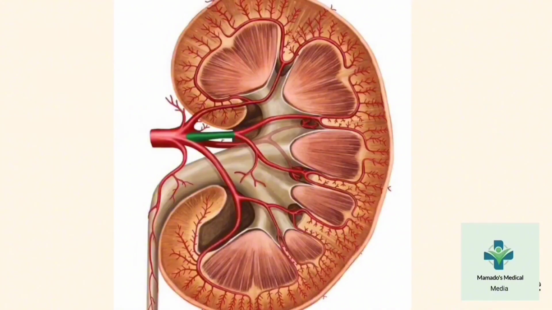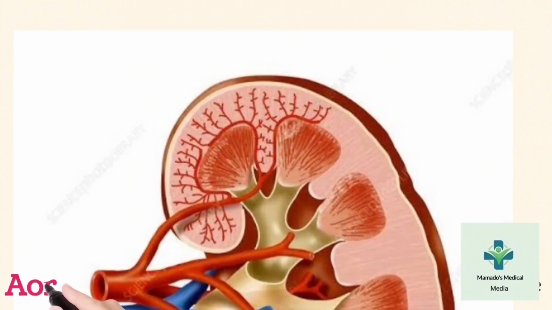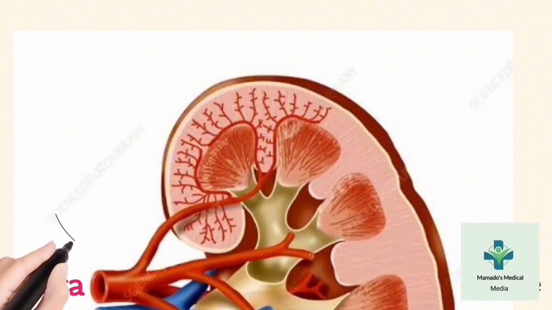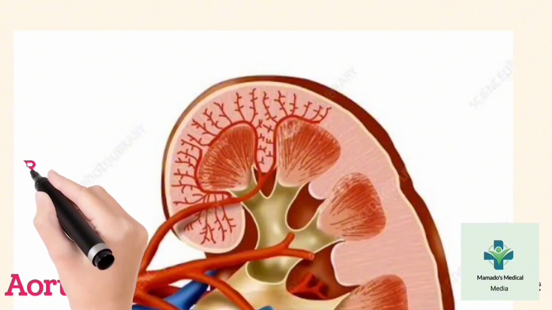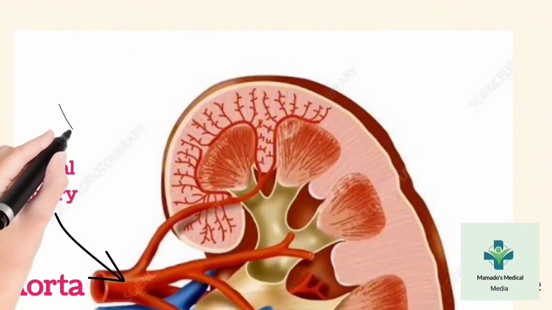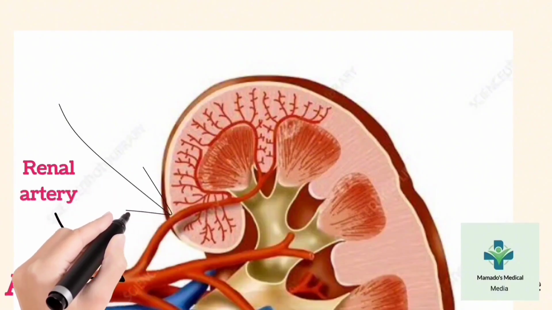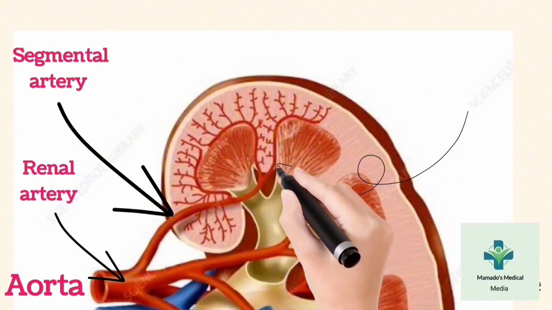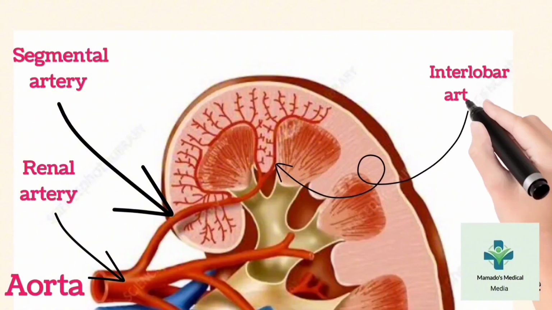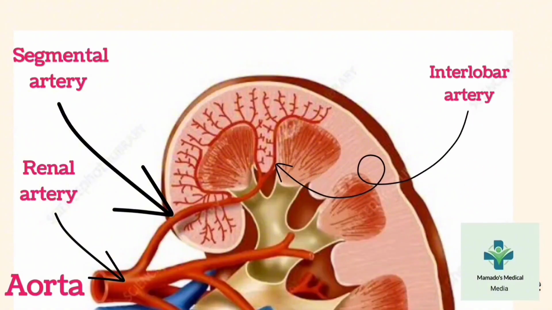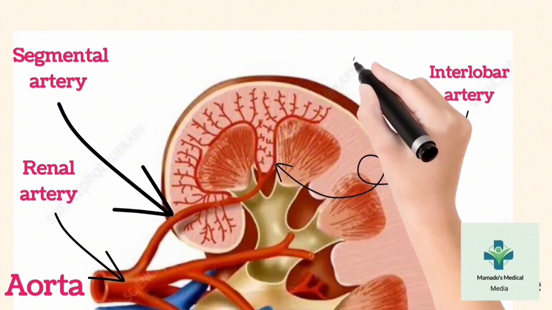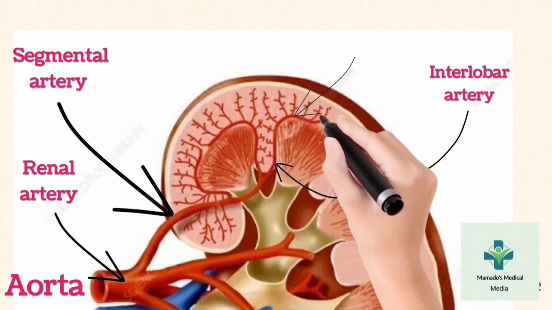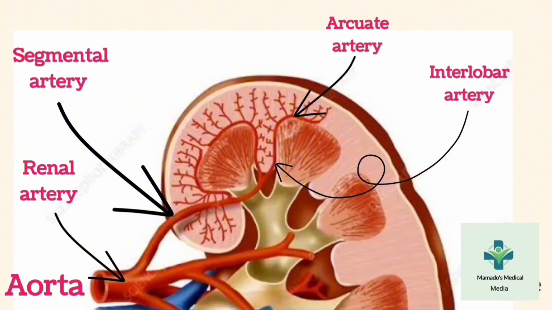Now let's zoom in on how blood flows through all of this. The kidney's blood supply begins with the renal artery, which branches straight off the abdominal aorta, a big highway of blood. This renal artery splits into segmental arteries, the main branches that actually enter the kidney. Next stop, the interlobar arteries. They travel between the medullary pyramids, heading towards the border between the cortex and the medulla. There, they curve around and become the arcuate arteries, like little arches around the top of the pyramids.